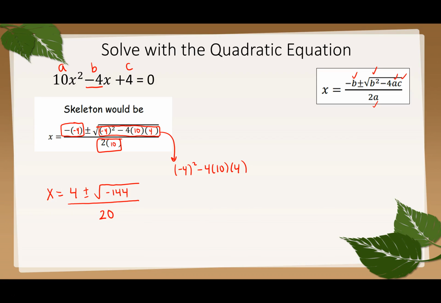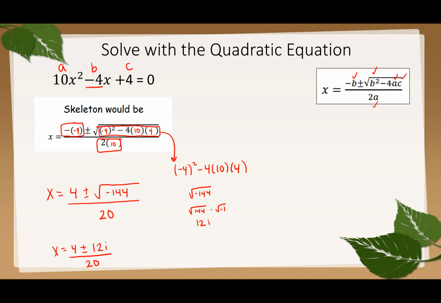At this point, you go, oh no, we've got a negative under the square root. Well, just as a reminder, square root of -144 is the same thing as square root of 144 times -1, or the square root of -1. Well, what is the square root of 144? That's 12. And what is the square root of -1? That's i. So our answer is actually going to be x equals 4 plus or minus 12i divided by 20.